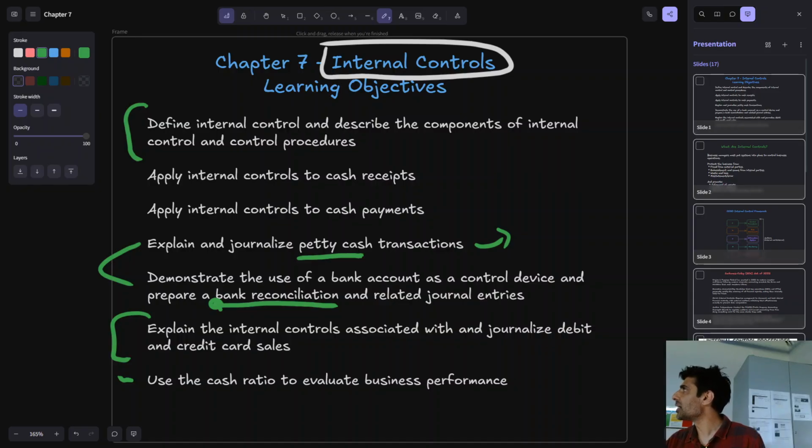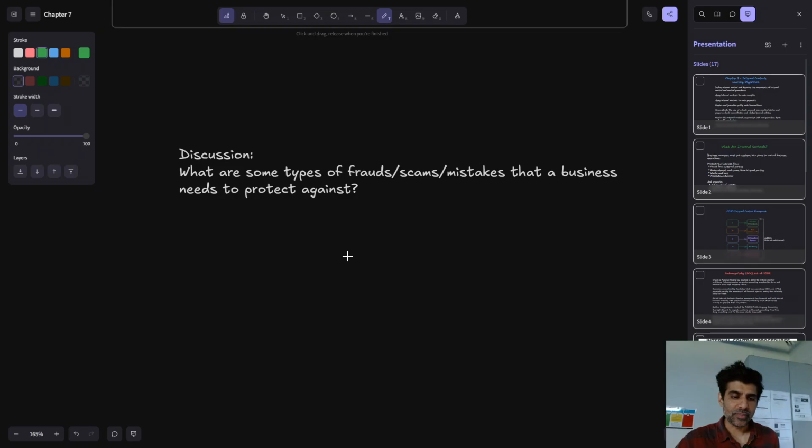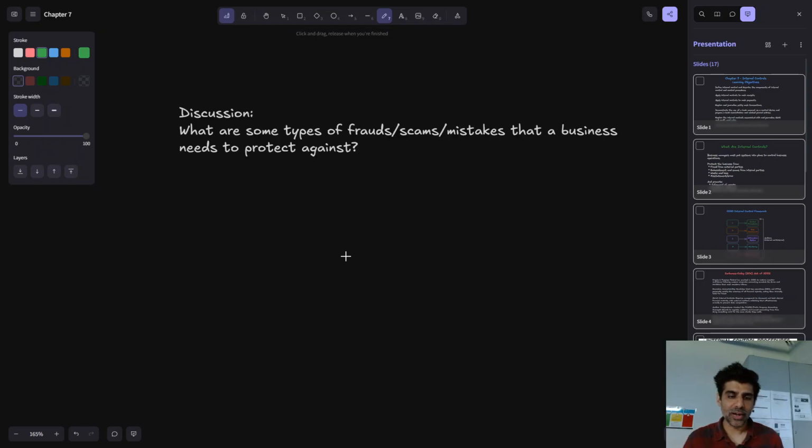In the grand scheme of the class, it's not too bad of a chapter, I would say. The bank reconciliation is a little tricky, but if you're here and you pay attention, I think you'll hopefully understand it. We're going to do at least a couple of practice problems. So we've talked about this, so maybe we'll have a little discussion here.